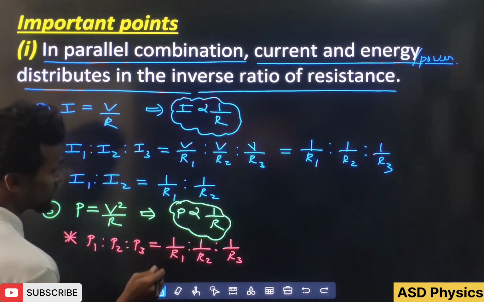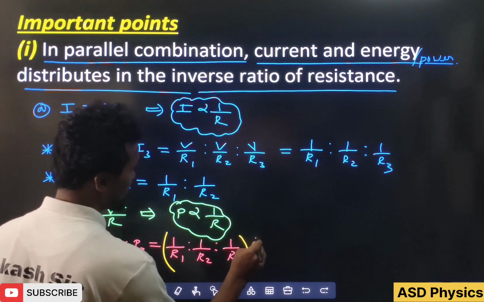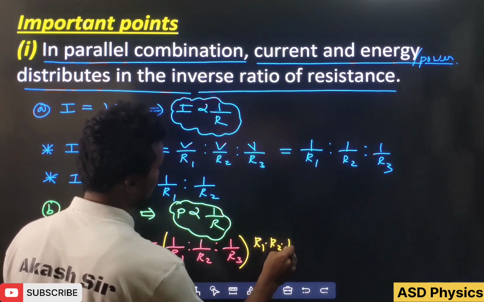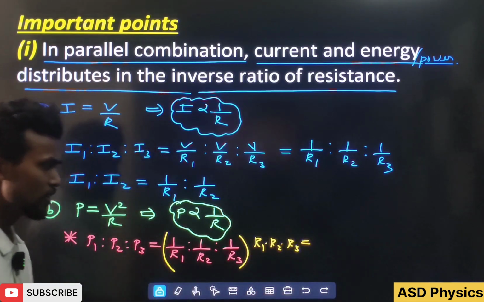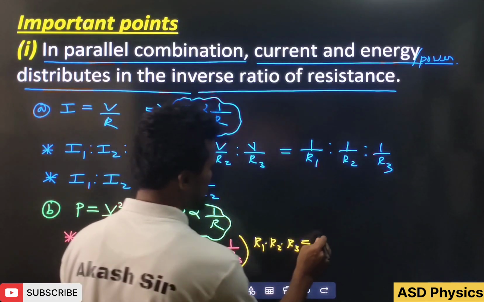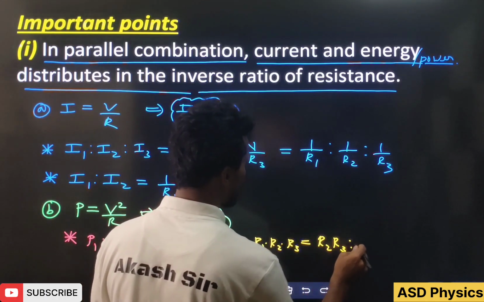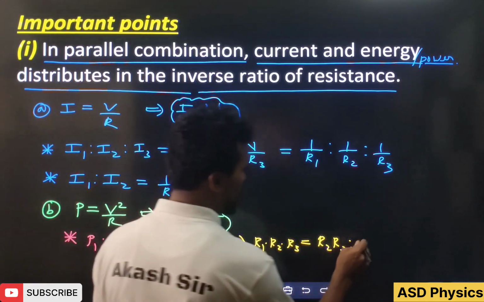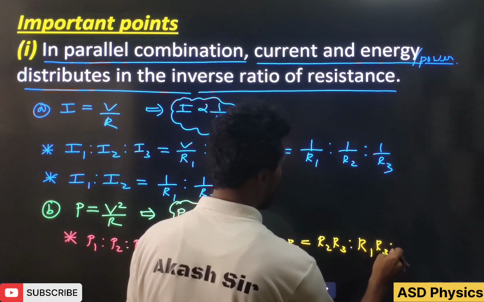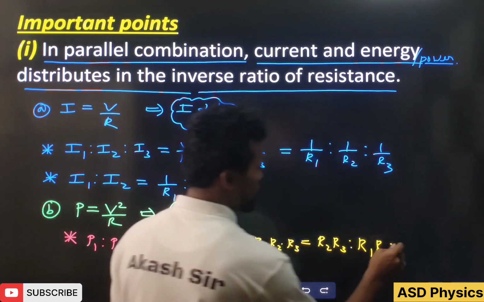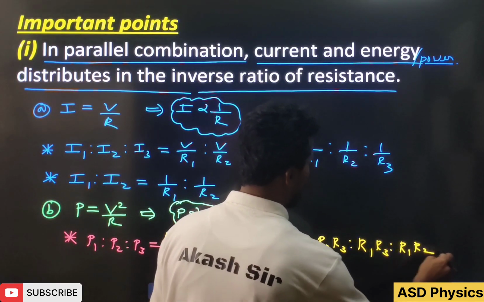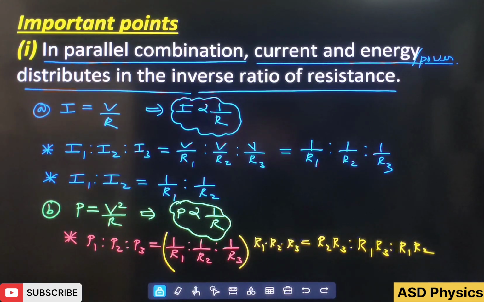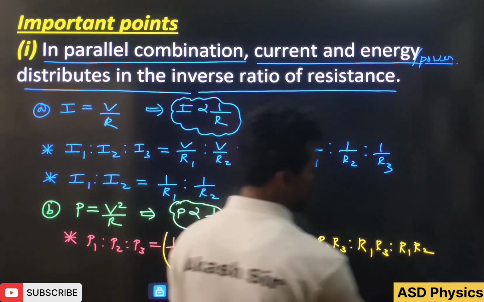Okay, and if you want to simplify this, just multiply with R1, R2, R3. When you multiply, what will come here? R2 R3 is to, here what will come? R1 R3 is to, here what will come? R1 R2. Okay, I hope you have understood this very well for the power of 3. Similarly, you can write for the 2 also, not a big deal.